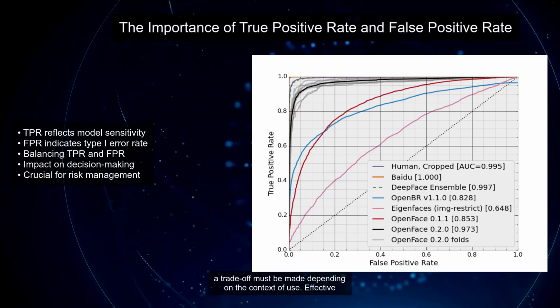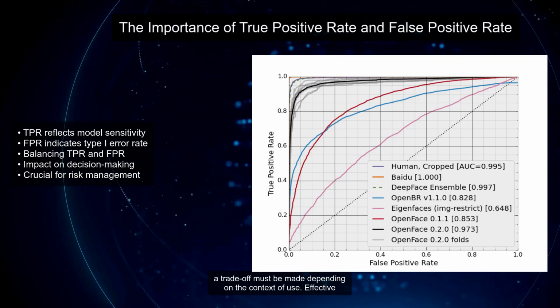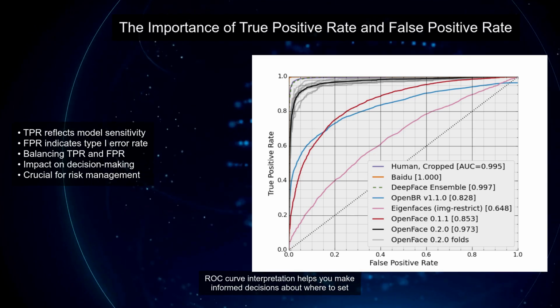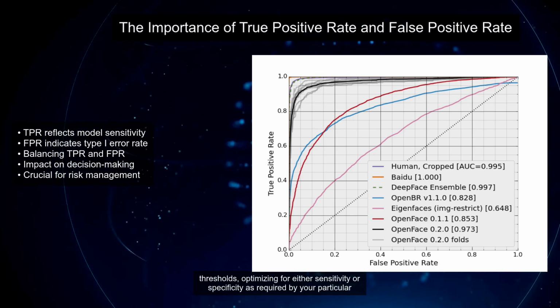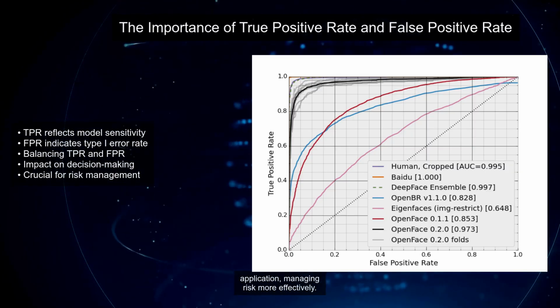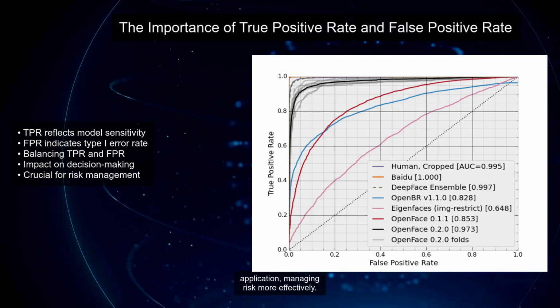A high TPR with a low FPR is ideal, but often a trade-off must be made depending on the context of use. Effective ROC curve interpretation helps you make informed decisions about where to set thresholds, optimizing for either sensitivity or specificity as required by your particular application, managing risk more effectively.